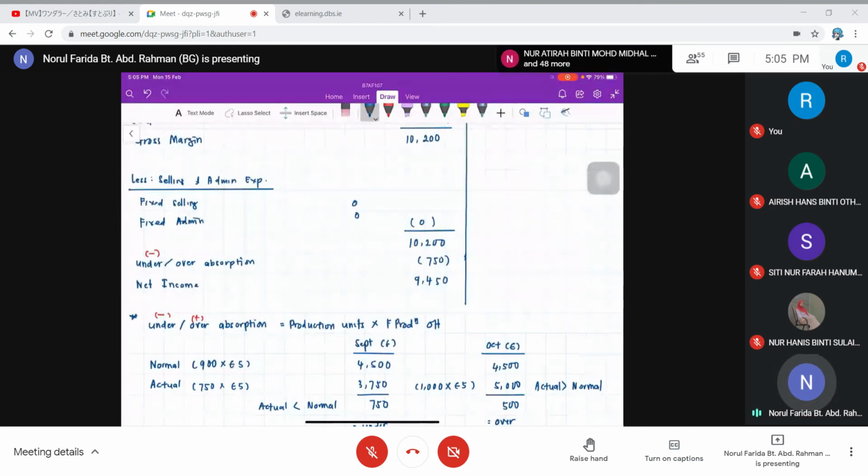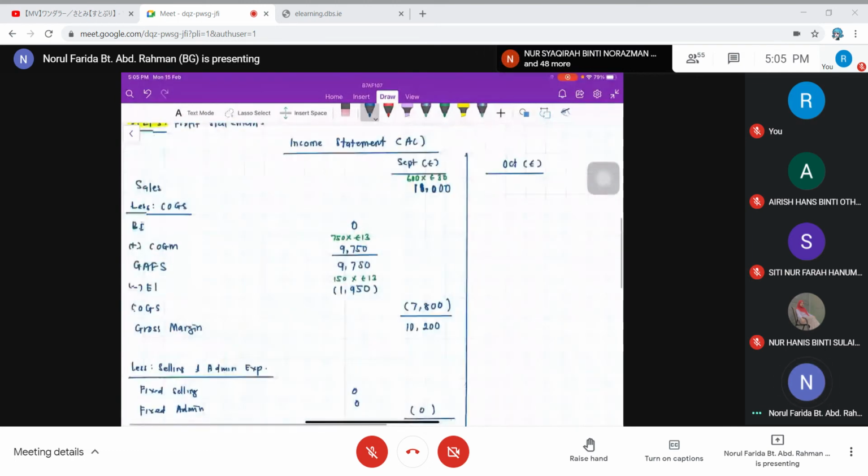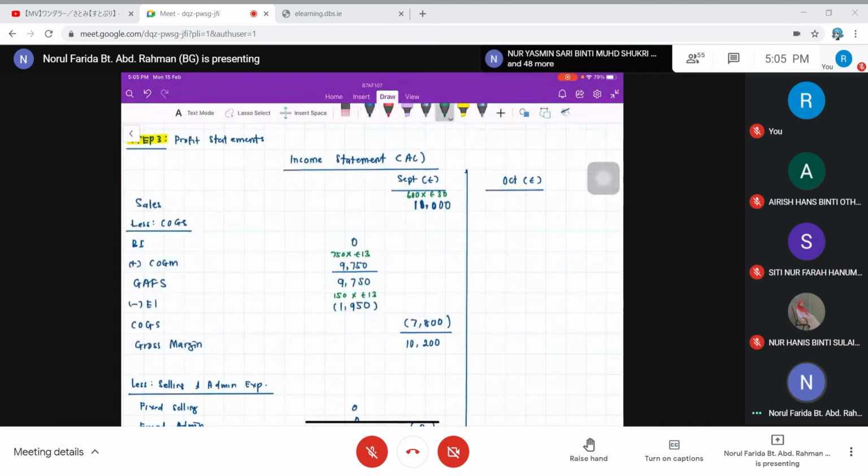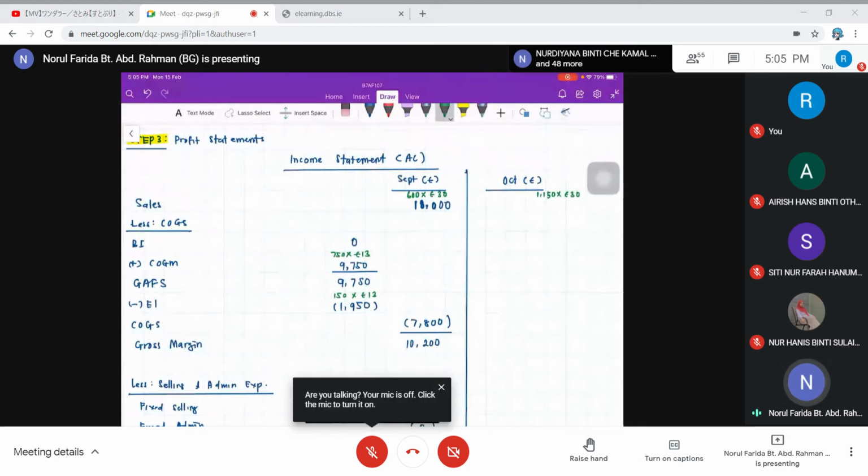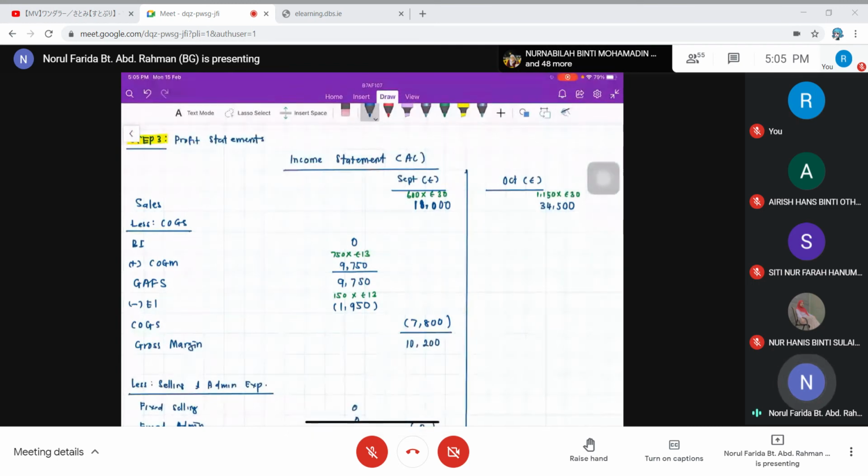Okay. Kena buat adjustment dengan you punya over and under absorb. Alright. So that is for your September. Okay. Dan boleh buat untuk Oktober lah, same thing je lah. Buat untuk Oktober. Sales untuk Oktober adalah 1150. Selling price adalah 30. So you akan dapat 34,500.